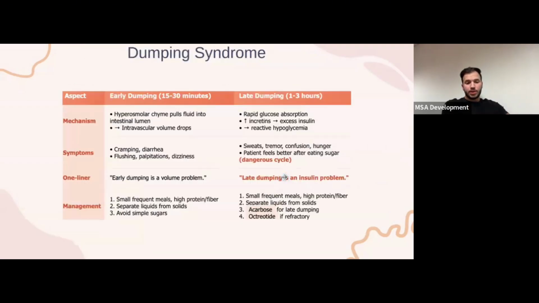Okay. First of all, we have dumping syndrome. We have early dumping and late dumping. What's the difference? Early dumping, from its name, happens within 15 to 30 minutes. However, late dumping is from 1 to 3 hours.